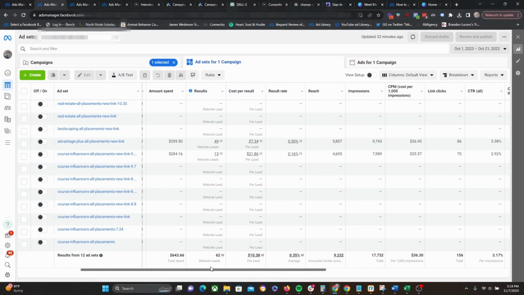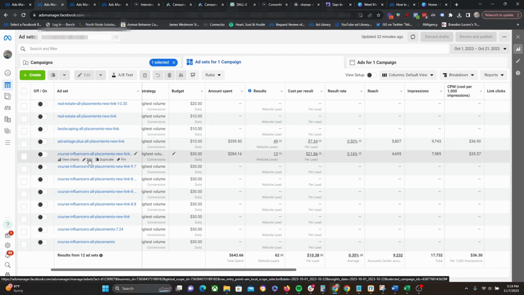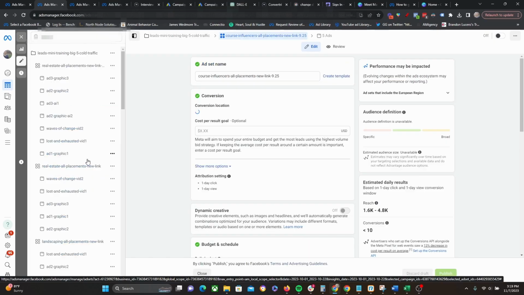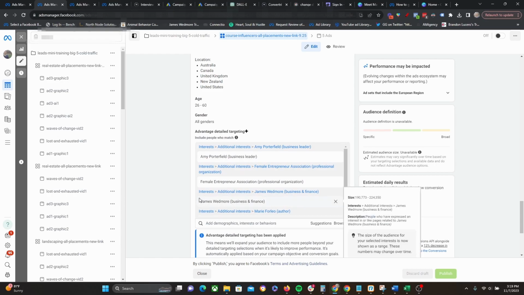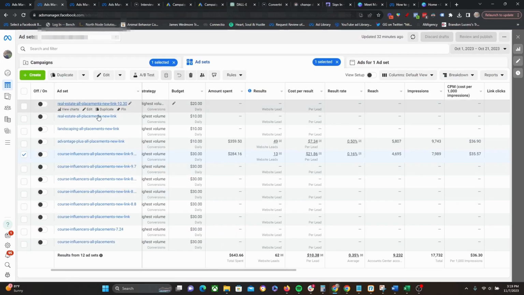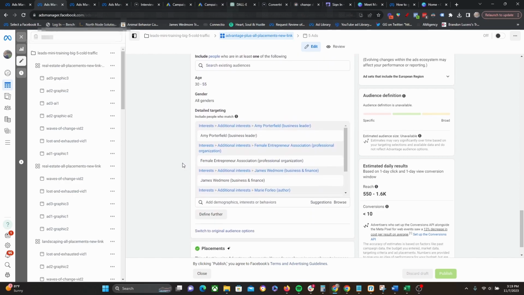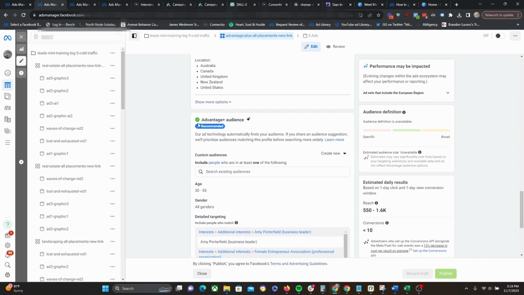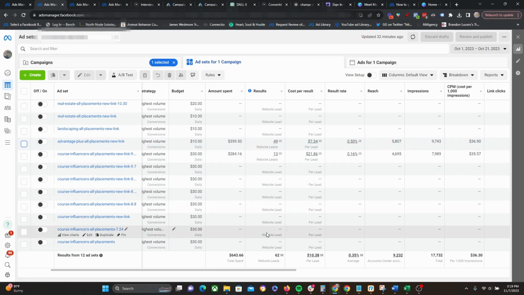All right, so here is my funnel, and here is the Advantage Plus audience, and then here is the regular audience right here. Now this time there actually is detailed targeting in both of these, right? So if I go down here, I'm targeting people who are fans of Amy Porterfield or James Wedmore or the Female Entrepreneur Association, what have you, and I have those same exact targeting options over here for this audience as well. I made no change right there, but now it's Advantage Plus. So remember, with Advantage Plus, these are all maybes, right? They may target those people, they may not. So let's go ahead and take a look at the results.